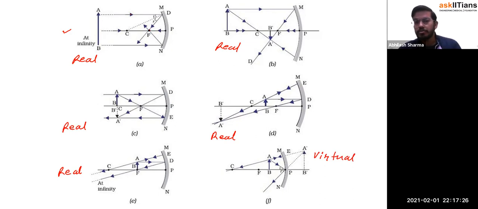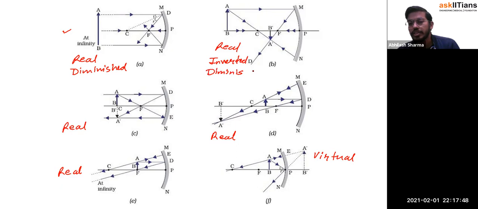You can also see the size of the image versus the object. In the first case, the image will be a point image. So we say the image is diminished. In the second case, well, first of all, it's inverted. That's the first thing. And second thing is, you can see the size is smaller. So whenever the image is of smaller size, we say it's diminished. You won't even be able to observe the image properly. In this case, it's very interesting. It's inverted, but of the same size.